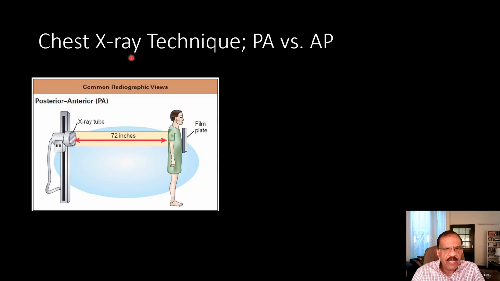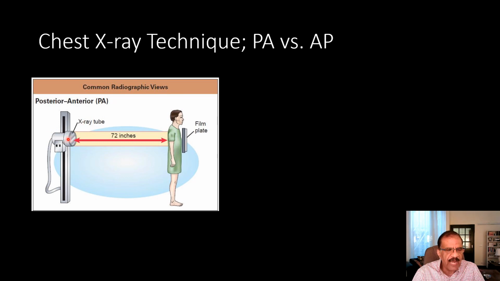Now, the typical X-ray chest, I think you are familiar with these two terms, PA versus AP. PA is postero-anterior and AP is antero-posterior. Now, this is the typical postero-anterior X-ray chest. This means that the person is standing like this, and this cassette contains a radio-sensitive film which will get the image, and this is the X-ray machine and this is the X-ray tube.